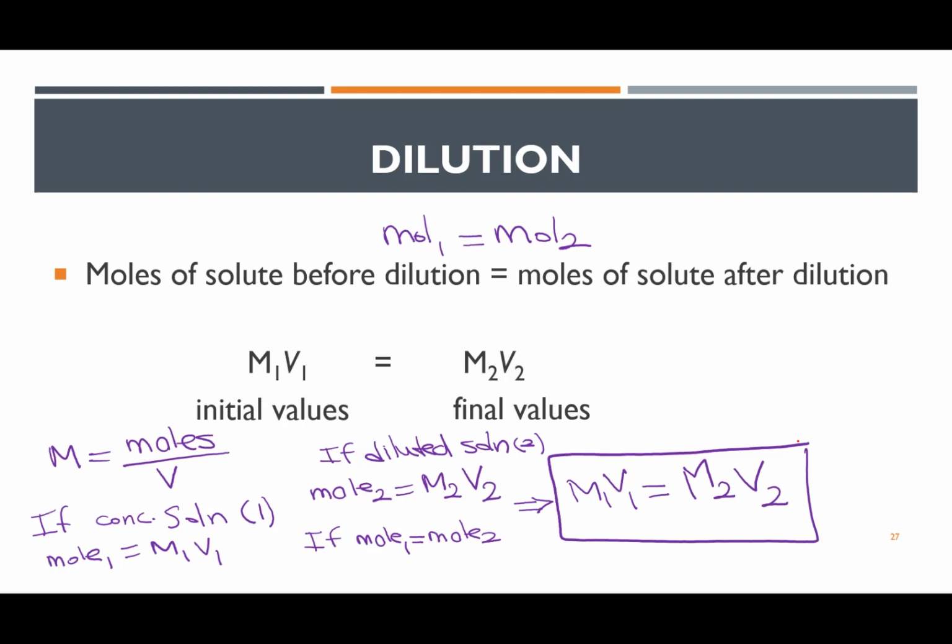The volume unit does not necessarily have to be liter. If you want to choose it to be liter, then the volume for V1 has to be liter, V2 has to be liter, okay? But as I told you guys, the units for M1 and M2 or V1 and V2 could be any unit as long as it is the same.